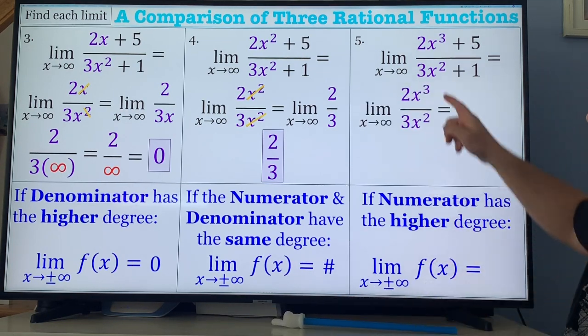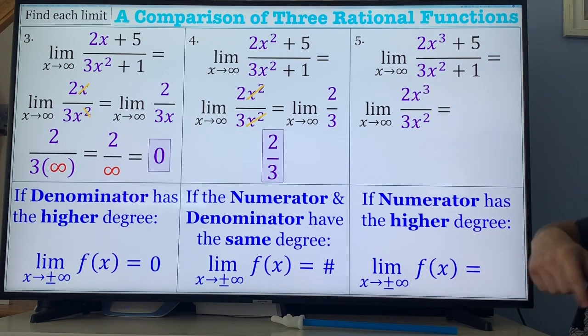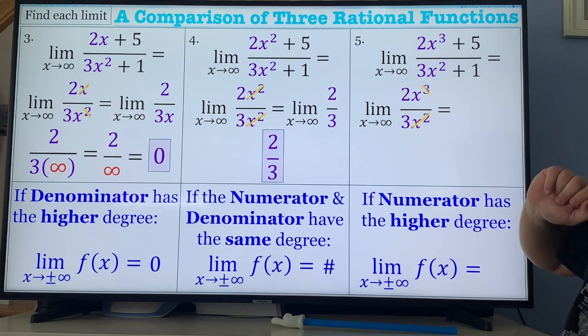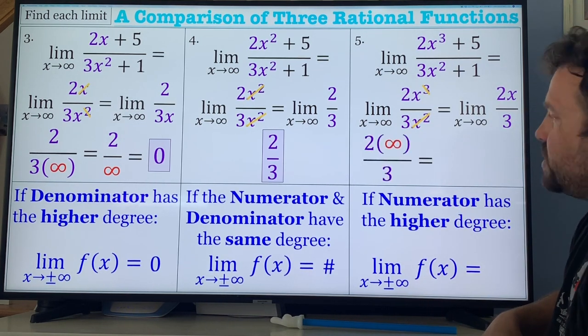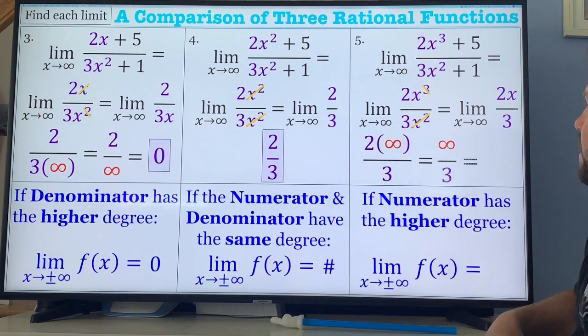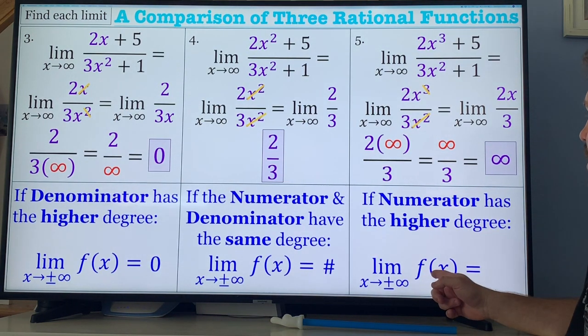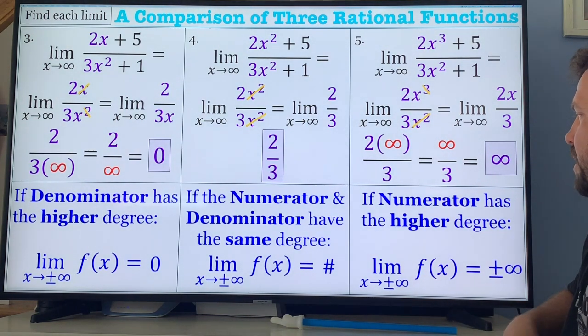Look at number 5. You can reduce this: 3 on top, 2 on bottom. You take 2 out of each one, so you're left with 1 on top. So you've got 2x over 3. If I plug infinity into there, what is 2 times infinity? Good, it's infinity over 3. Any number over infinity, or infinity over any number, is infinity. The answer is going to be positive or negative infinity.